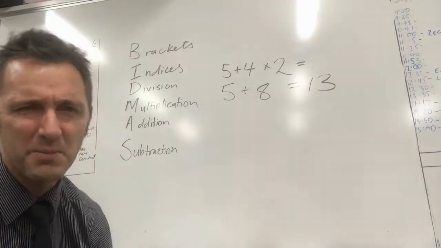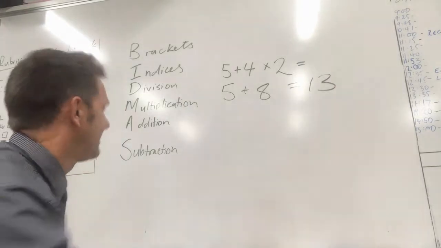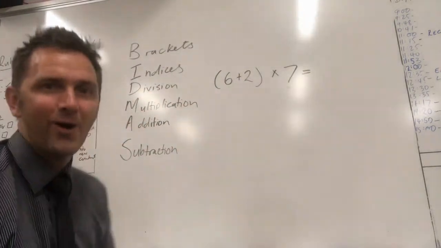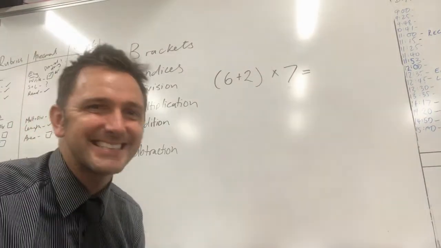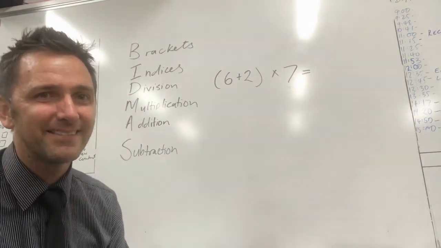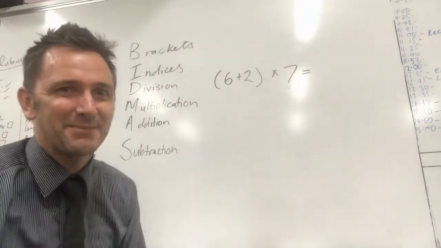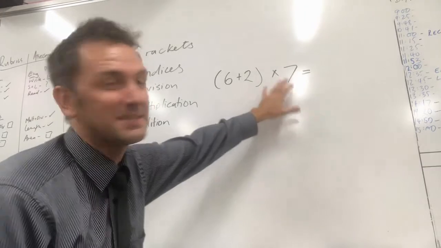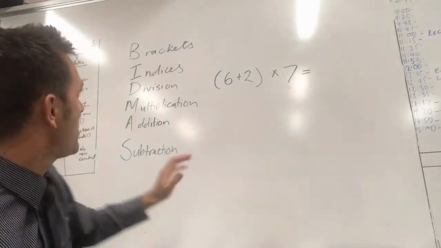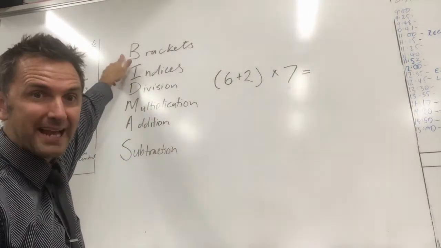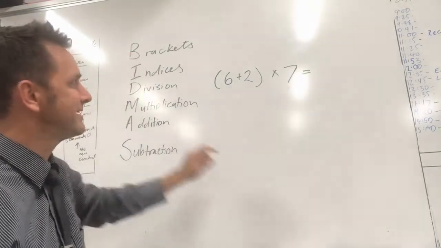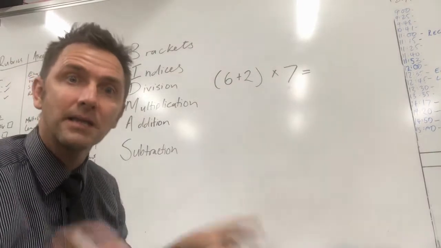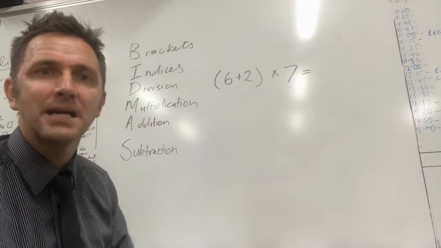Okay, let's do another one. I'm in the mood. Let's do some more teaching. Here we are. I've thrown some brackets in now. We're in a teaching phase, so I'm just going to teach you. 6 plus 2 in brackets times 7 equals. Well, look, what's first? B for brackets. Are there any brackets in this question? Yes, there definitely is. So what is in the brackets gets worked out first.